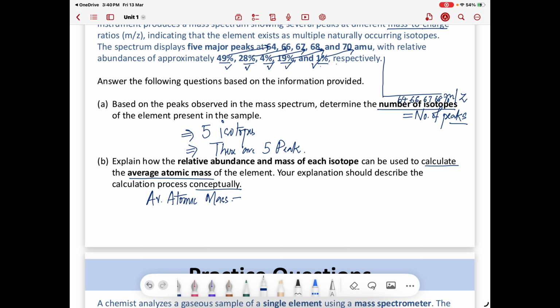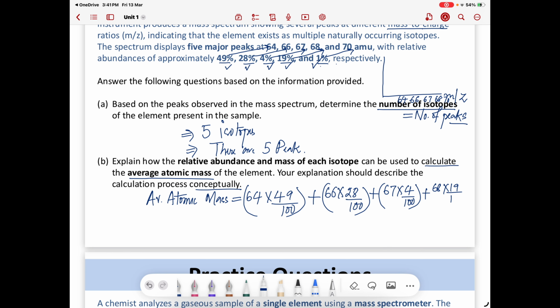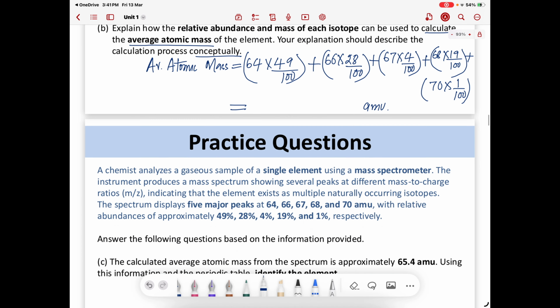is equal to 64 times 49 divided by 100, plus 66 times 28 divided by 100, plus 67 times 4 divided by 100, plus 68 times 19 divided by 100. I'm running out of space, so I'm putting plus, and over here 70 times 1 divided by 100. And you're going to solve this and you will get your answer in AMU.